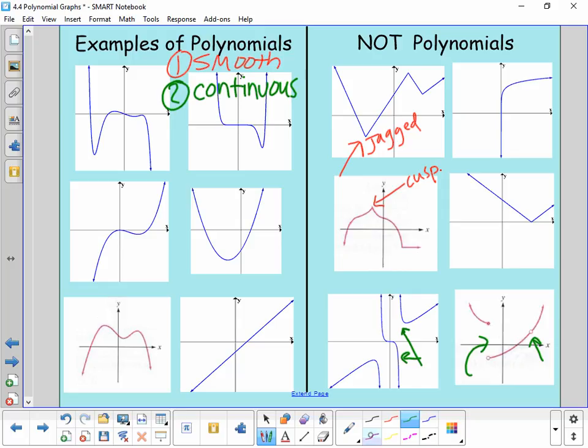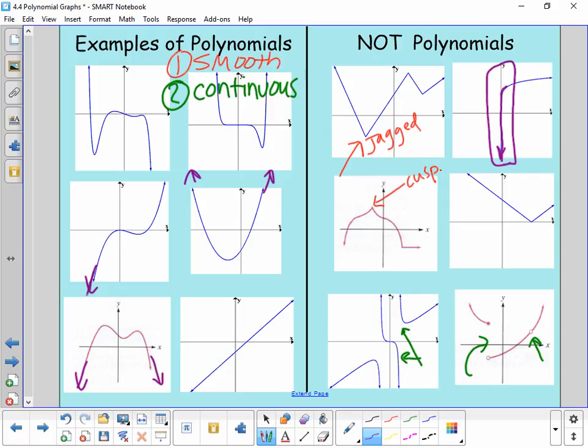Another thing that you might notice on the ends is that they continue to either increase or decrease. They never have behavior like this, and we'll talk more about what this behavior is, but this function essentially goes straight down. Polynomials do not do that.